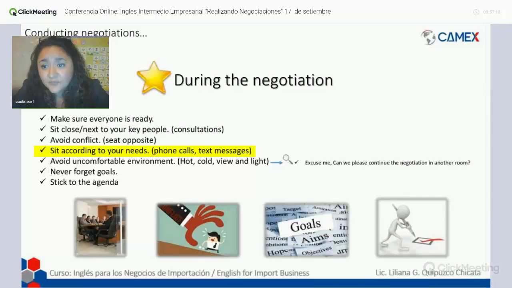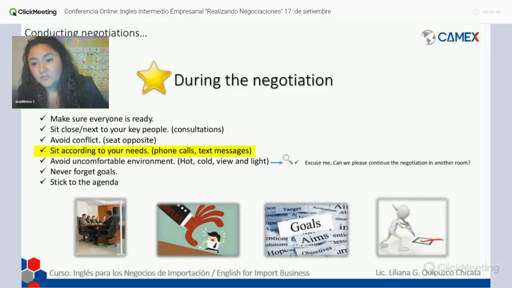This means that if you know you will have to pick up some phone calls because those are important business phone calls, or if you know that you are going to be standing up and going out of the negotiation room, you try to sit according to your needs. So you will have to try to sit as close to the door.